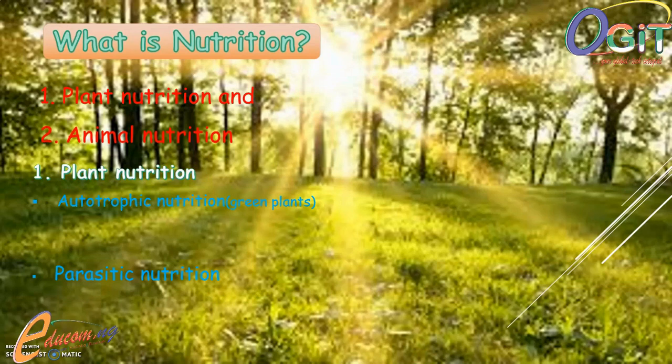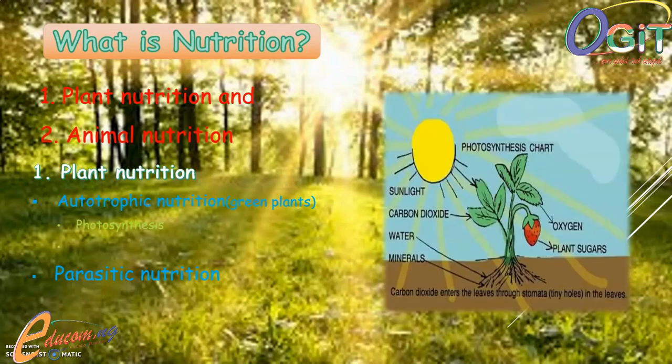And this autotrophic nutrition is of two types. You have the photosynthesis and chemosynthesis. Photosynthesis is a process through which chlorophyll containing organisms are able to synthesize organic compound from inorganic substances such as carbon dioxide and water, using sunlight energy and producing oxygen as the byproduct.